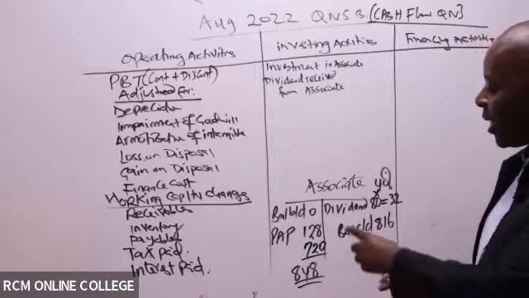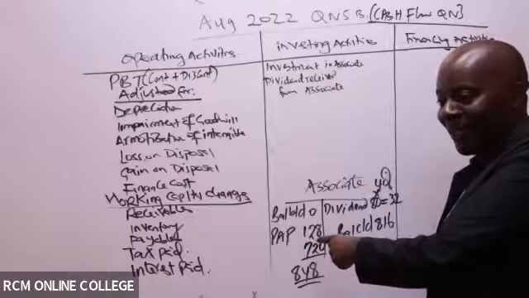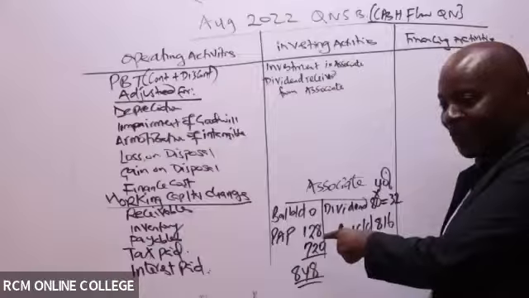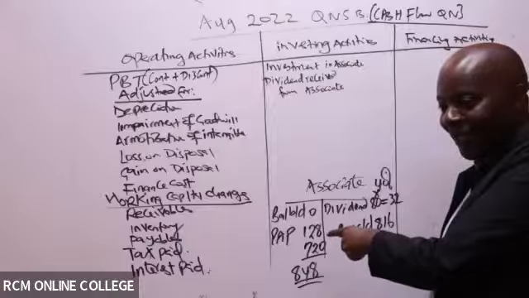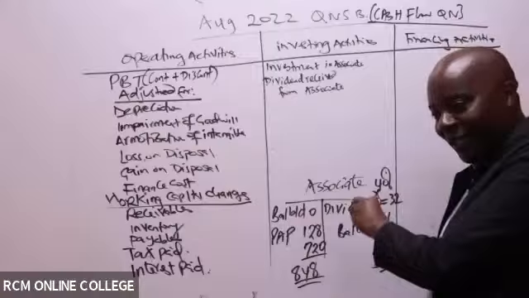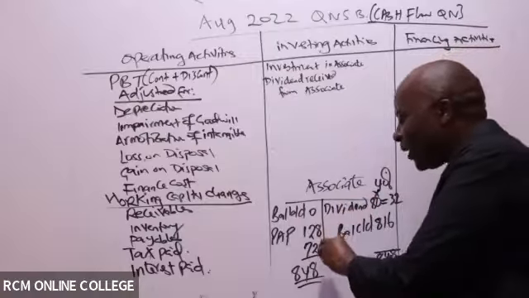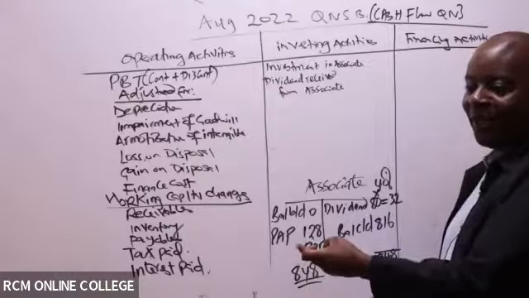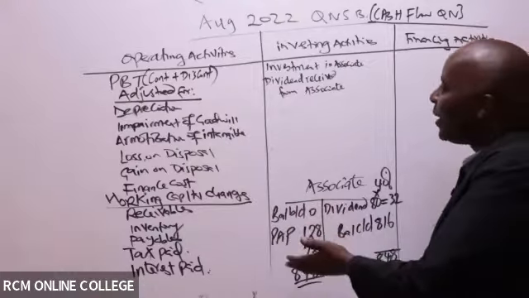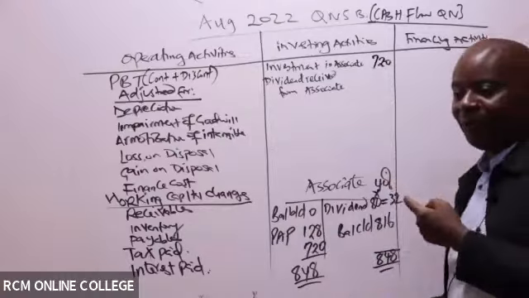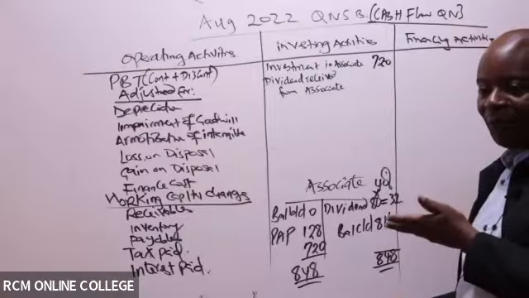Can somebody tell me what this 720 represents? The investment in the associate, isn't it? So this 720 represents our investment in the associate, and this 720 is what we put here. Shall it be positive or negative?